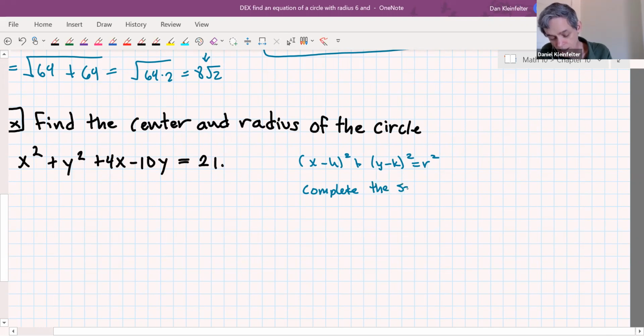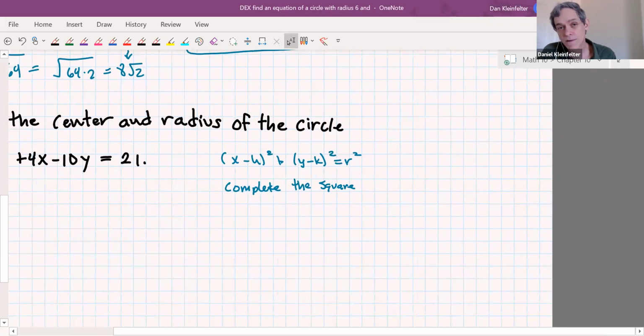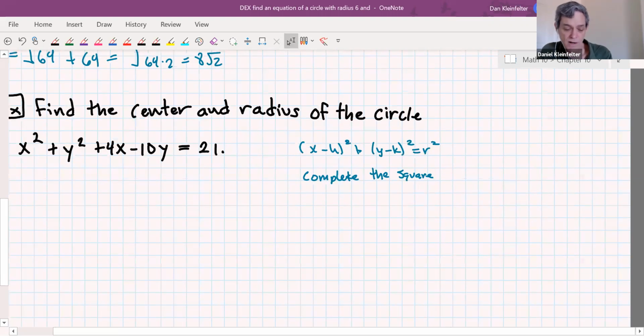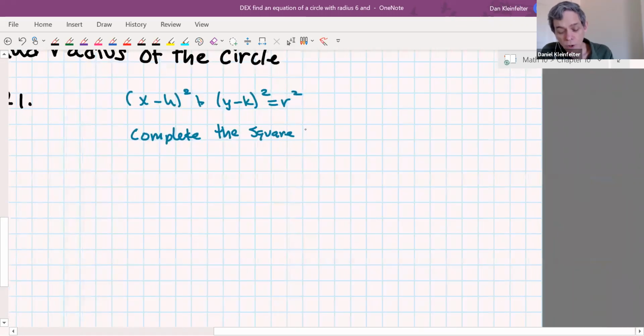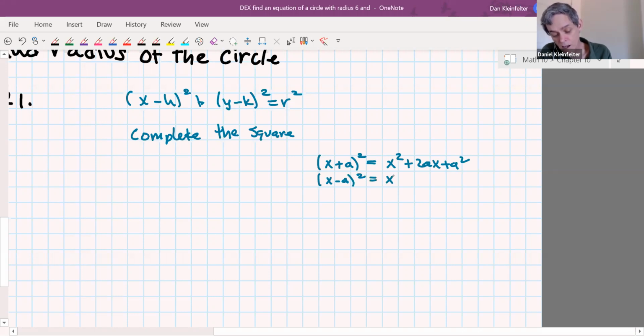Completing the square is usually a method that we learn on the way to doing the quadratic formula for solving a quadratic equation. Just a quick detour here for completing the square, then we'll get back to our circle. It's based on the formulas that we use for multiplying. (x + a)² is x² + 2ax + a², and then there's a corresponding one for subtraction.